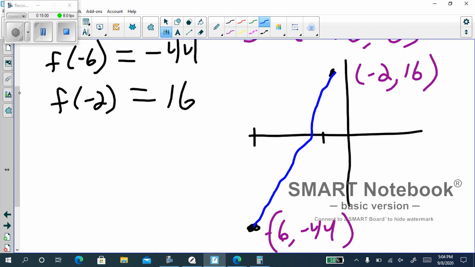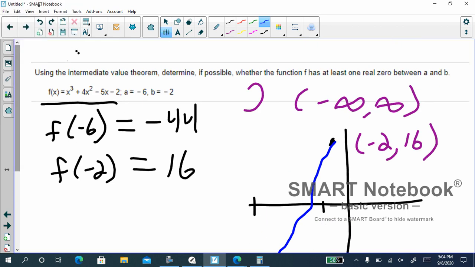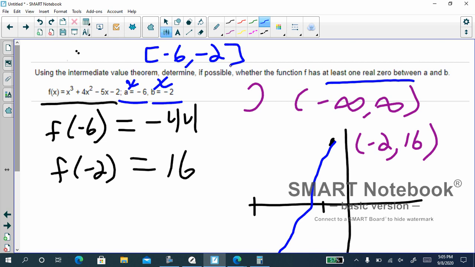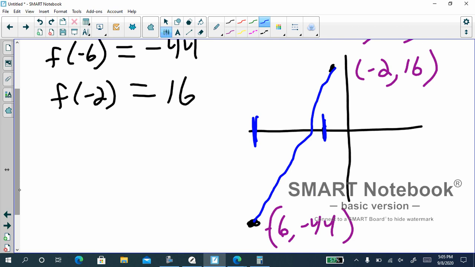The question is, using the intermediate value theorem, determine, if possible, whether the function has at least one real zero in our interval. So in our interval, this is an x value and this is an x value. From -6 over to -2, does the intermediate value theorem say anything about us having a real zero? Well, yes. If we go all the way from over here to over here without picking up our pen, we have to cross the x-axis.